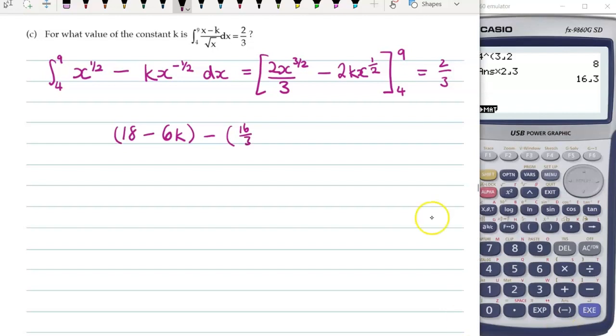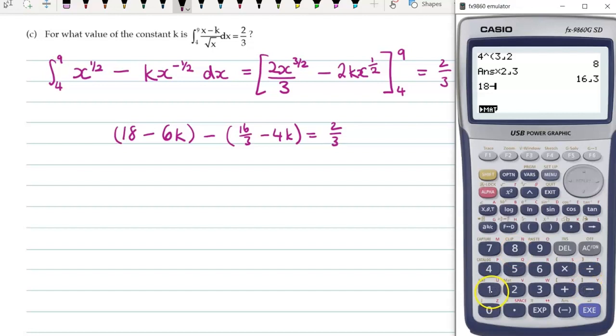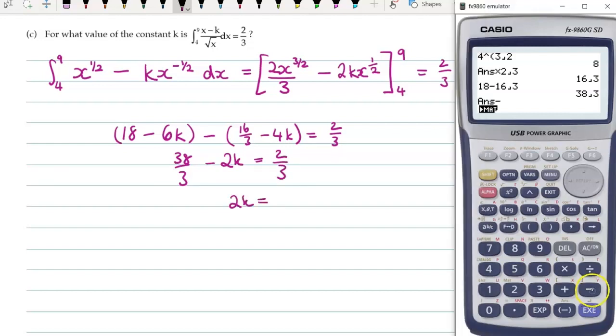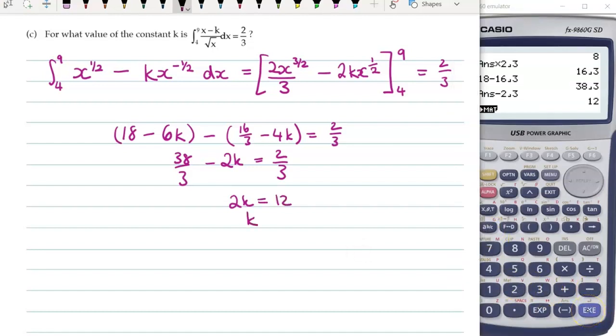And then putting in the 4 in the second term, the square root of 4 is 2. Times it by 2 is 4, so we have minus 4k. And that's going to be equal to 2/3. So 18 minus 16 over 3. We've got 38 over 3, and then minus 6 plus 4 will be minus 2k. So 2k will be 38 over 3 minus 2/3, which is 12, so k equals 6.